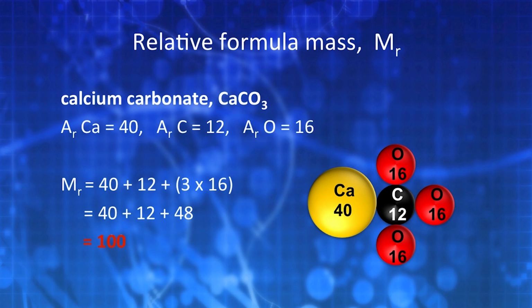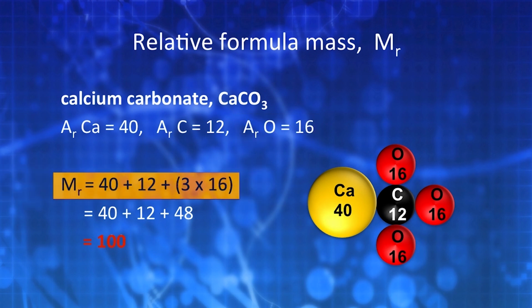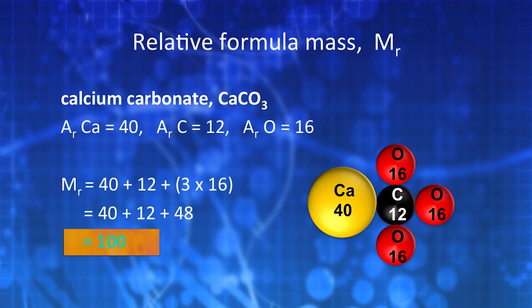If we put those masses into the formula, we'll get 40 plus 12. We'll have to multiply 16 by 3 because we have 3 oxygen atoms in this case. This will give us a relative formula mass of 100.